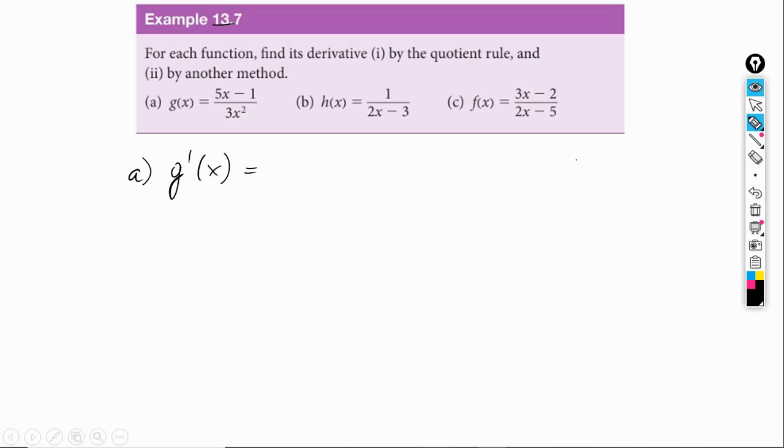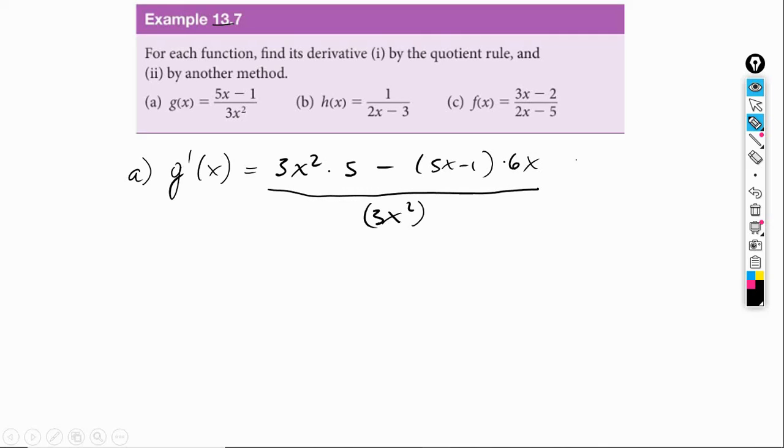Okay, so remember that we do low, so low, d high, derivative of the numerator, that would just be 5 times 3x squared, minus high, which is 5x minus 1, by d low, which is going to be 6x, so this times 6x, over low squared. So that's going to be 3x squared squared.